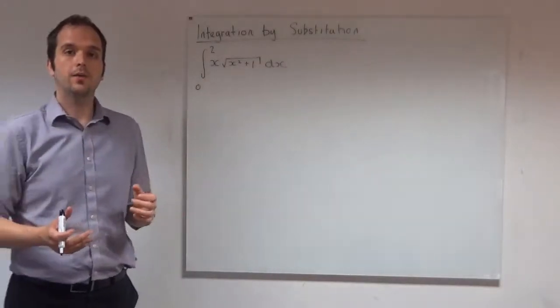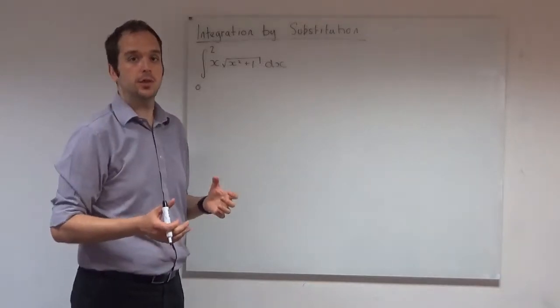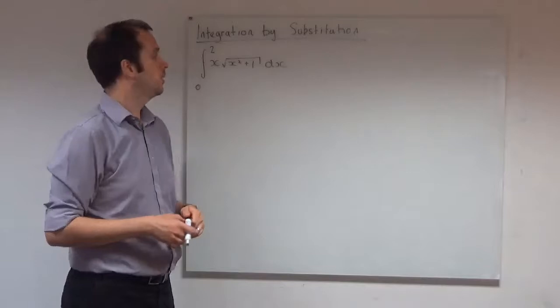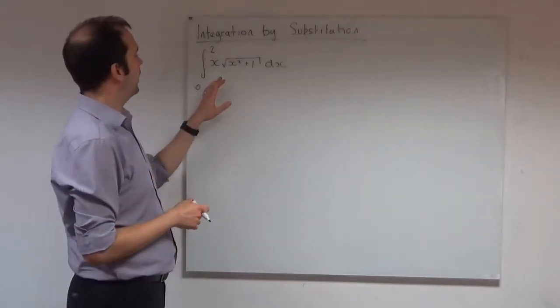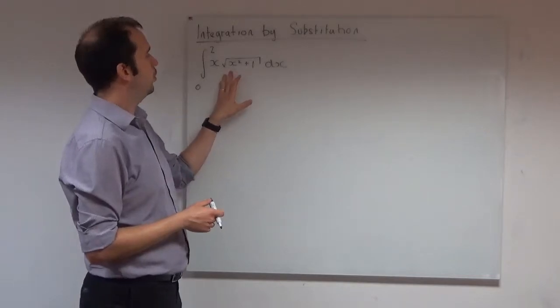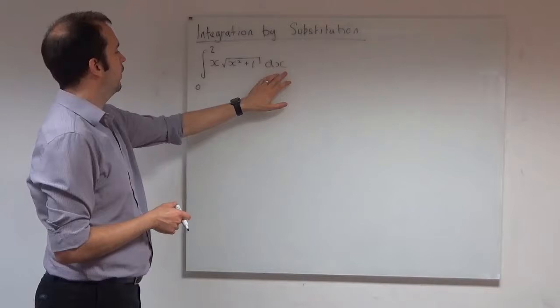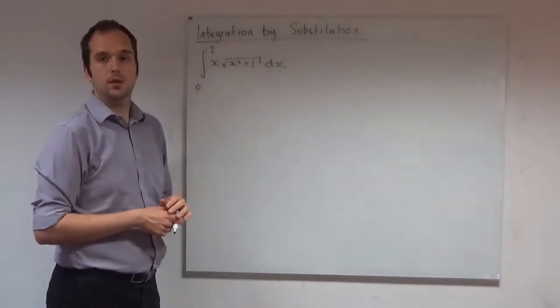For this video, we're going to investigate how we do integration by substitution to find the value of an integral. So we're given this integral here. We've been asked to integrate the function x multiplied by square root of x squared plus 1 with respect to x between the limits x equals 0 and x is equal to 2.